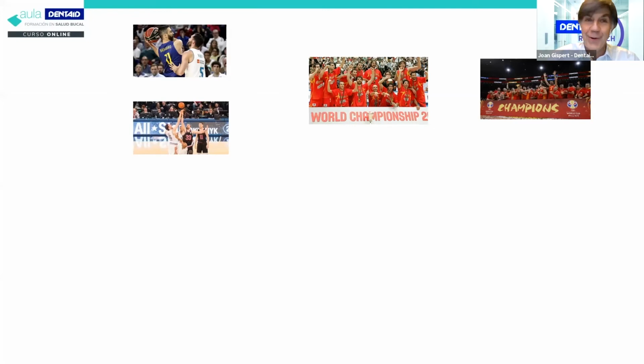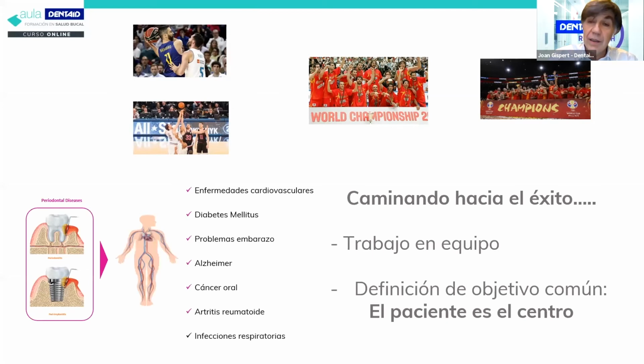In soccer, they're behind us. We're very proud of that. But this is only possible if we work together with teamwork. How do we achieve this? With teamwork, defining a common goal, and in this case, it's very clear. The patient is in the center of everything.